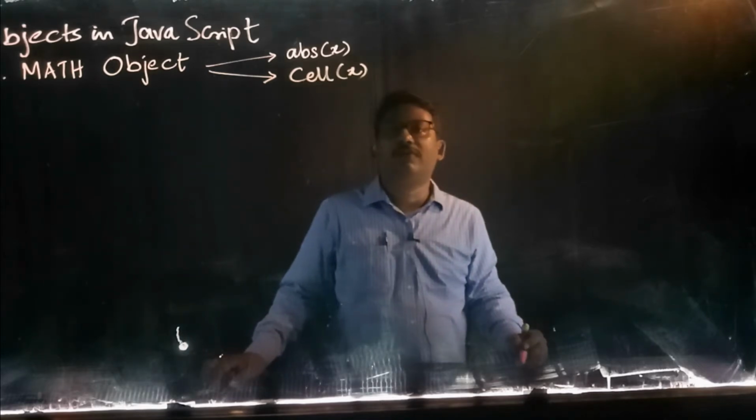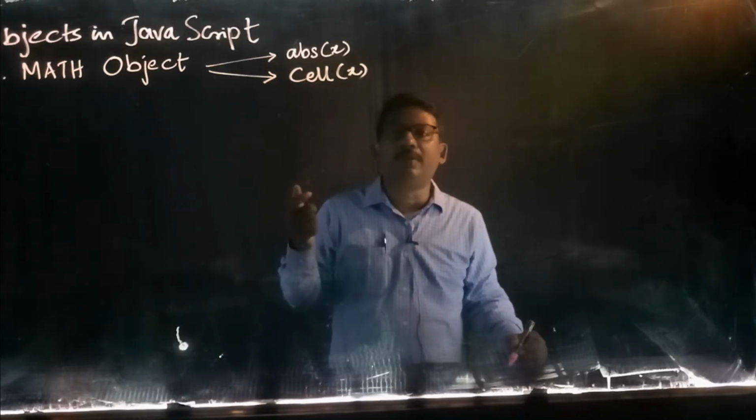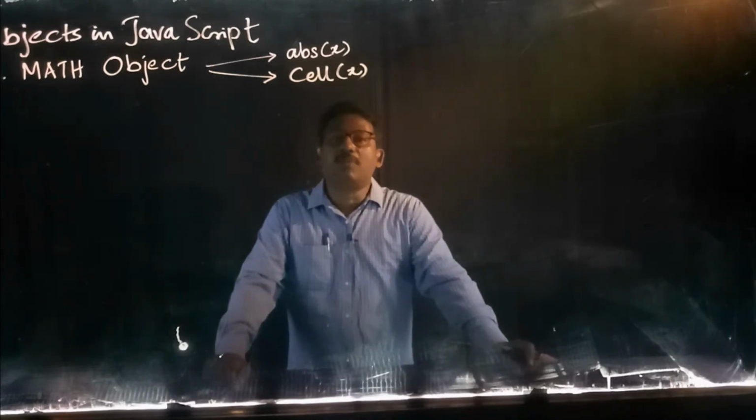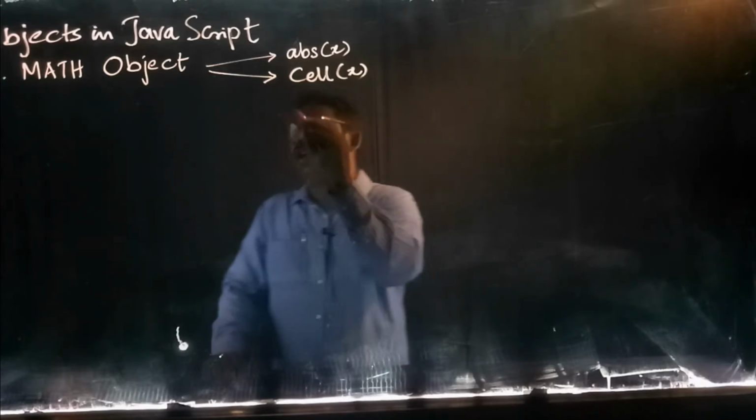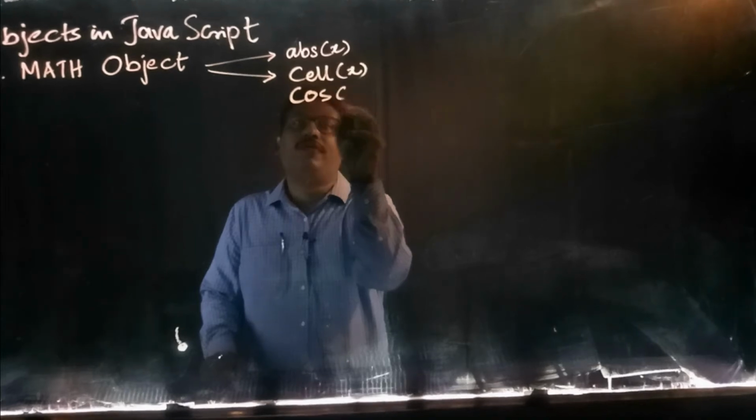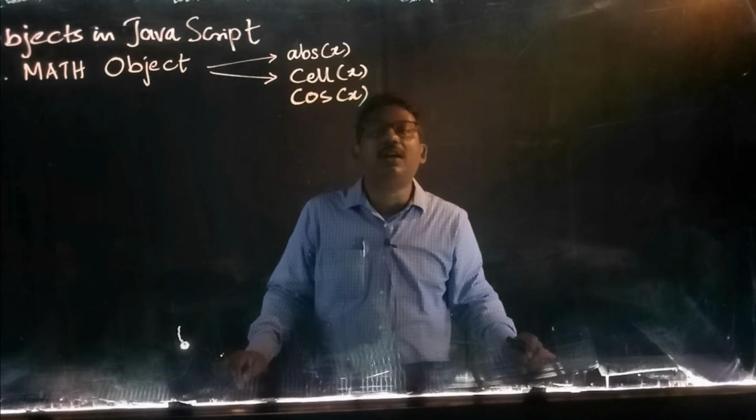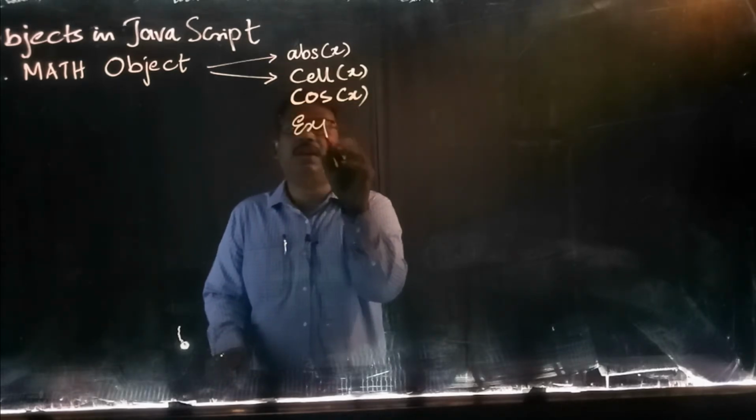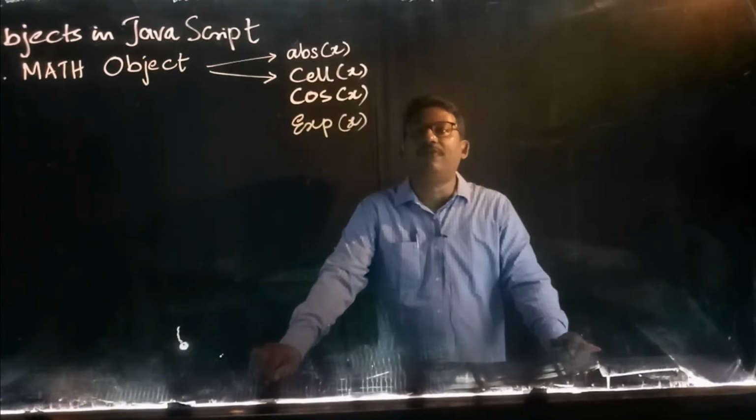This function will provide the number rounded. It will round to the smallest integer of that particular value. Then comes cos of x. It is a trigonometric function. It gives the value in radians. Then comes exp of x, which is an exponential form of a function.